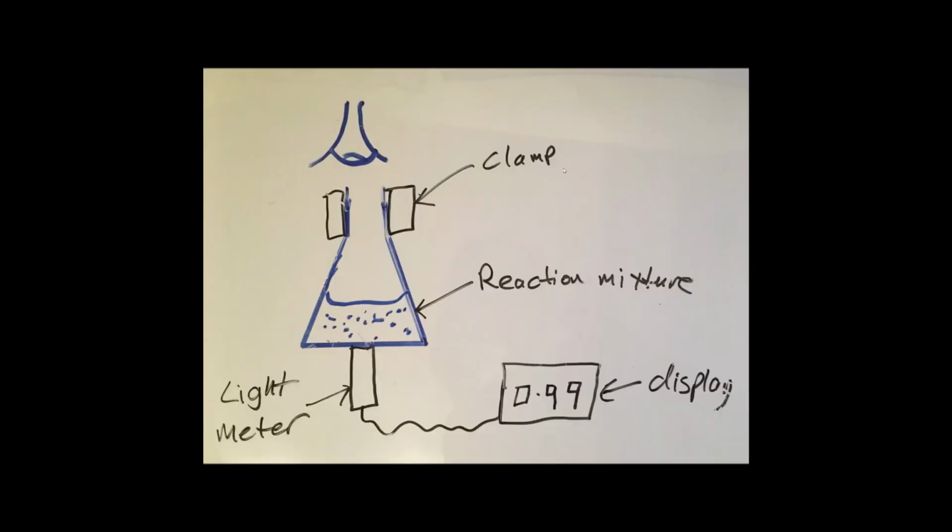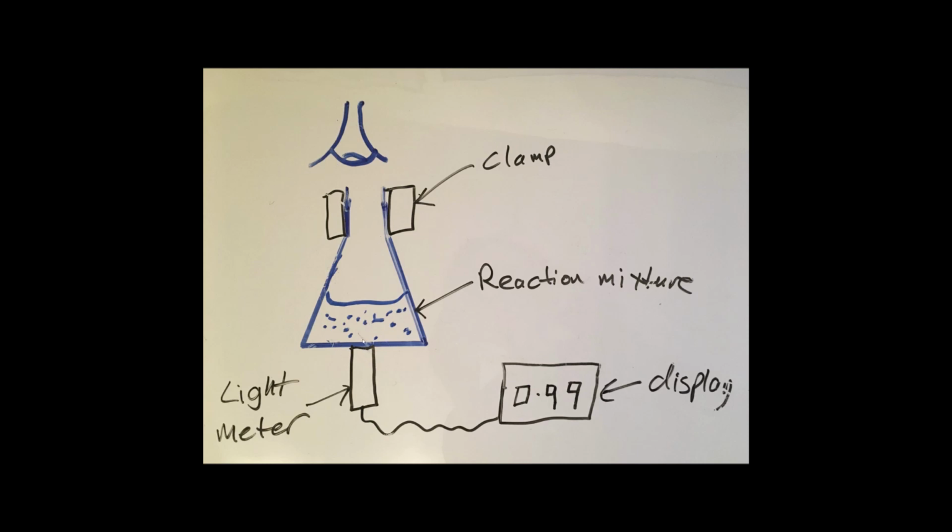And here is what that setup looks like. So again, we've got the conical flask. In the blue, we've got our reaction mixture in the conical flask, obviously, and we've clamped the conical flask in place above the ground, or above the bench. We've got our light meter, which often looks like, I guess, a thick pen, a cylindrical object. That's positioned right against the bottom of the conical flask, facing up.